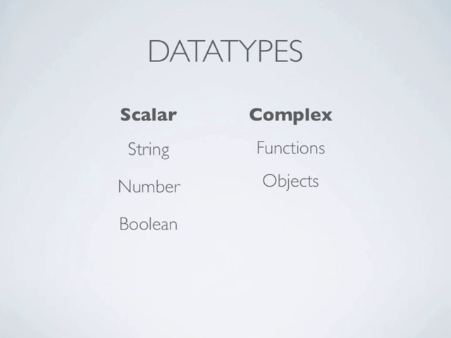Objects then are along that same line. They are another one of JavaScript's complex data types, and as a result are going to be a lot more interesting than the scalar types were.